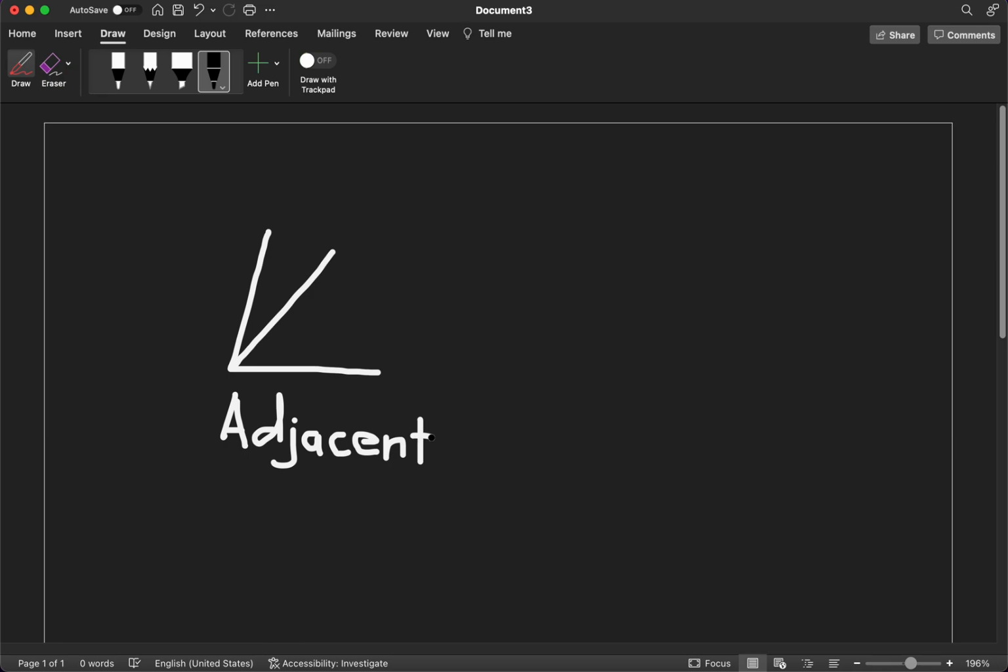Who are you sitting adjacent to right now? Are you sitting adjacent next to anybody? Angle pairs that are next to each other are adjacent angles.